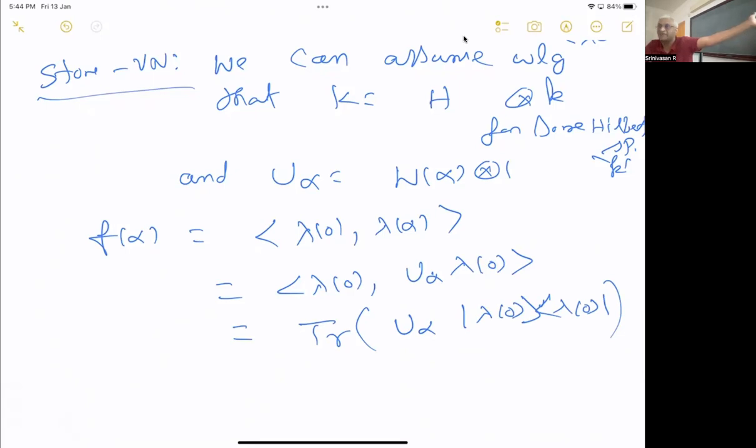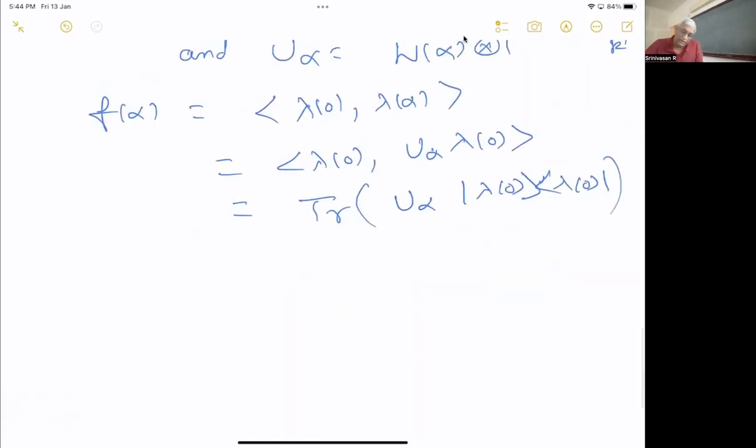Lambda 0 is a vector. You can consider it as an operator, and bring it this way or that way, it doesn't matter. The lambda 0 as a vector can be considered as an operator acting on some dual space or this space or whatever. So you can bring that lambda 0 to this side and you get this. Convince yourself about this; we have gone through these things in the last semester. So now it is equal to this.